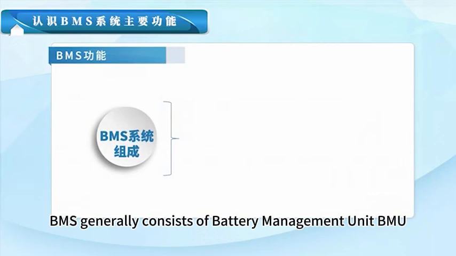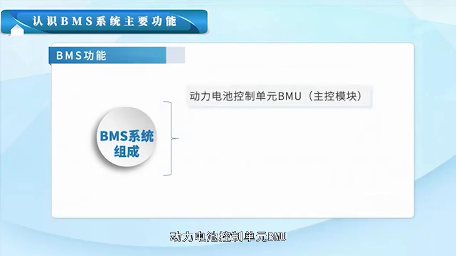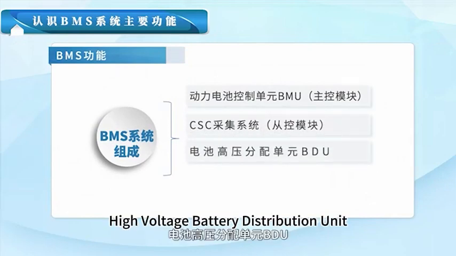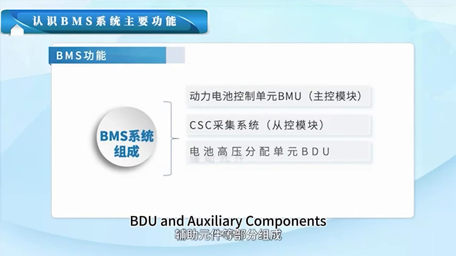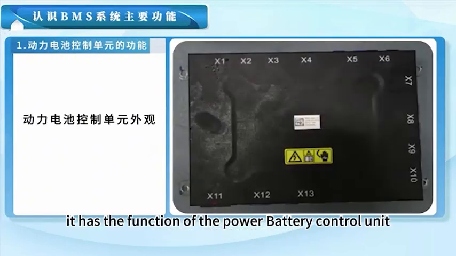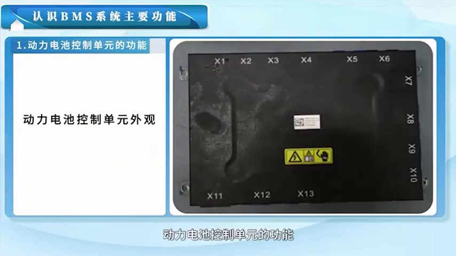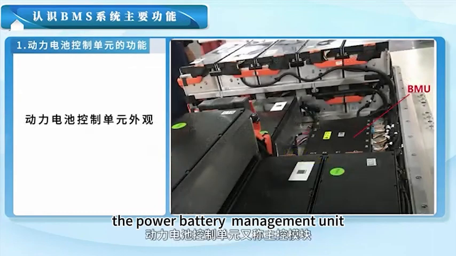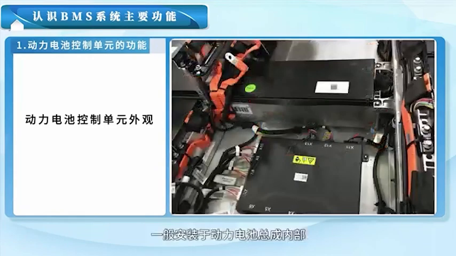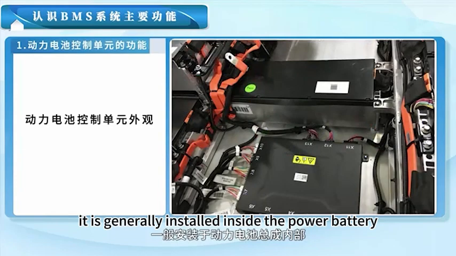BMS generally consists of the Battery Management Unit, BMU, the CSC Acquisition System, the High Voltage Battery Distribution Unit, BDU, and auxiliary components. Now the functions of each component of BMS. First, the Power Battery Control Unit. The Power Battery Management Unit is also called the Main Control Module, abbreviated BMU or BMC. It is generally installed inside the power battery assembly.